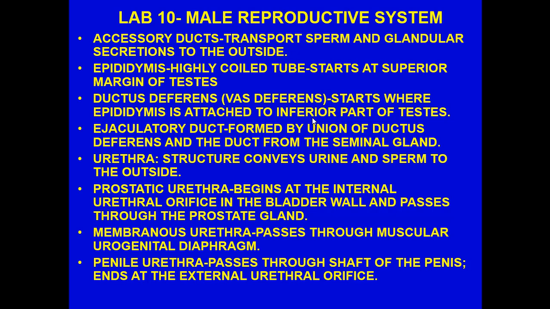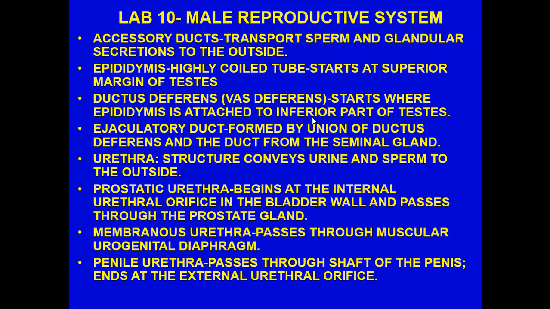So the epididymis is a highly coiled tube. It starts at the superior margin of the testes and then kind of moves down, but eventually connects up to the ductus deferens, otherwise known as the vas deferens. The vas deferens starts where the epididymis is attached to the inferior part of the testes. Now you have what is called the ejaculatory duct. This is formed by the union of the ductus deferens and the duct of the seminal gland.